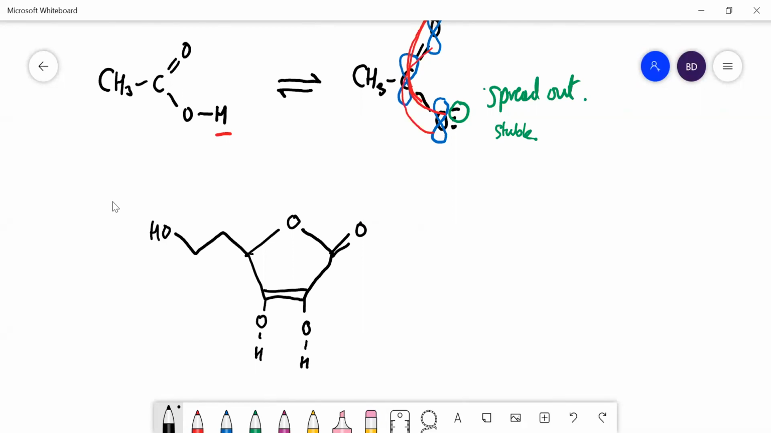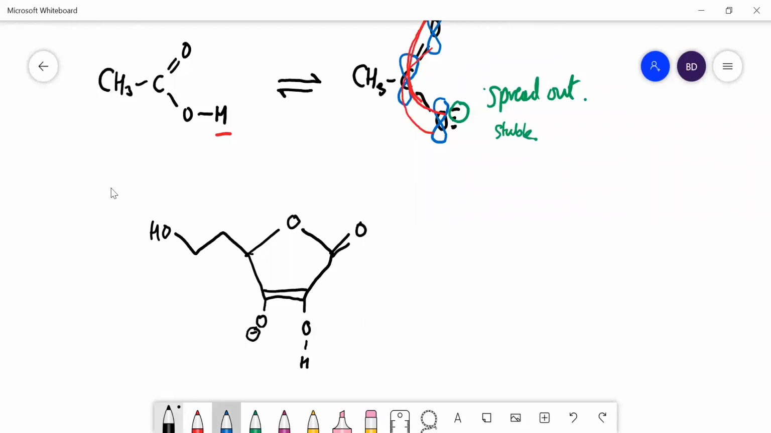It's called ascorbic acid. Now you can see it doesn't have a carboxylic acid group on it, but it's about as strong an acid as ethanoic acid is, and that's because this proton here can be lost. So if you lose that proton, you end up with a negative charge on that oxygen. But the negative charge is not just stuck on that oxygen, it can spread out.